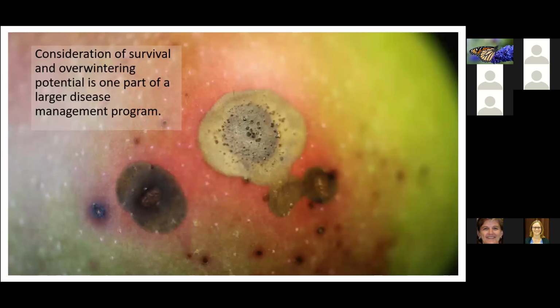So also remember, you as agents, that management in the context of survival and overwintering is one part of a larger whole. Considering these cultural practices from that approach is part of a more holistic management program. It's not going to stand alone, but then again, neither do fungicides. It has to be part of the whole.